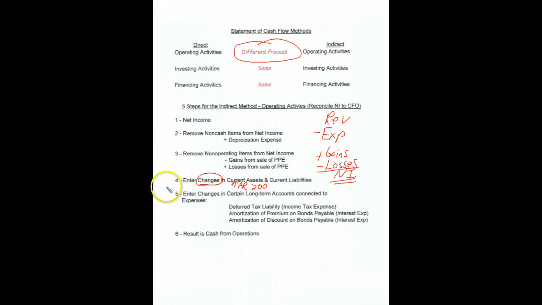The next thing, what's new, is this step number 5. For now, we're not going to deal with the premium and the discount, but you do need to factor in the change in the deferred tax liability account, and then we get our cash from operations.